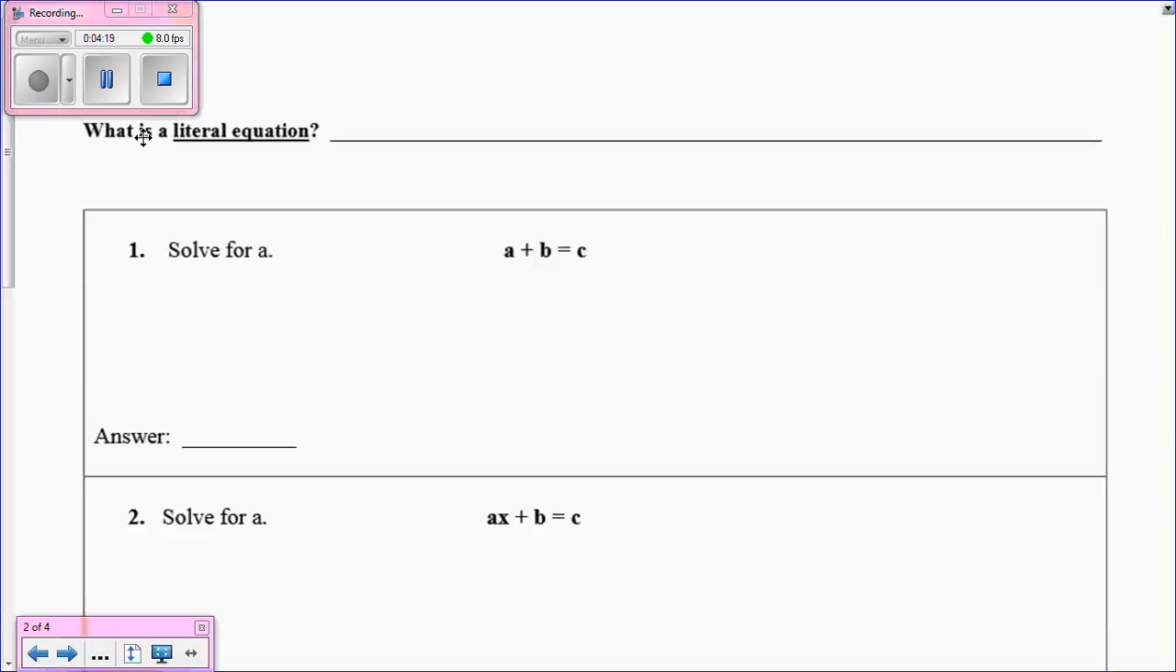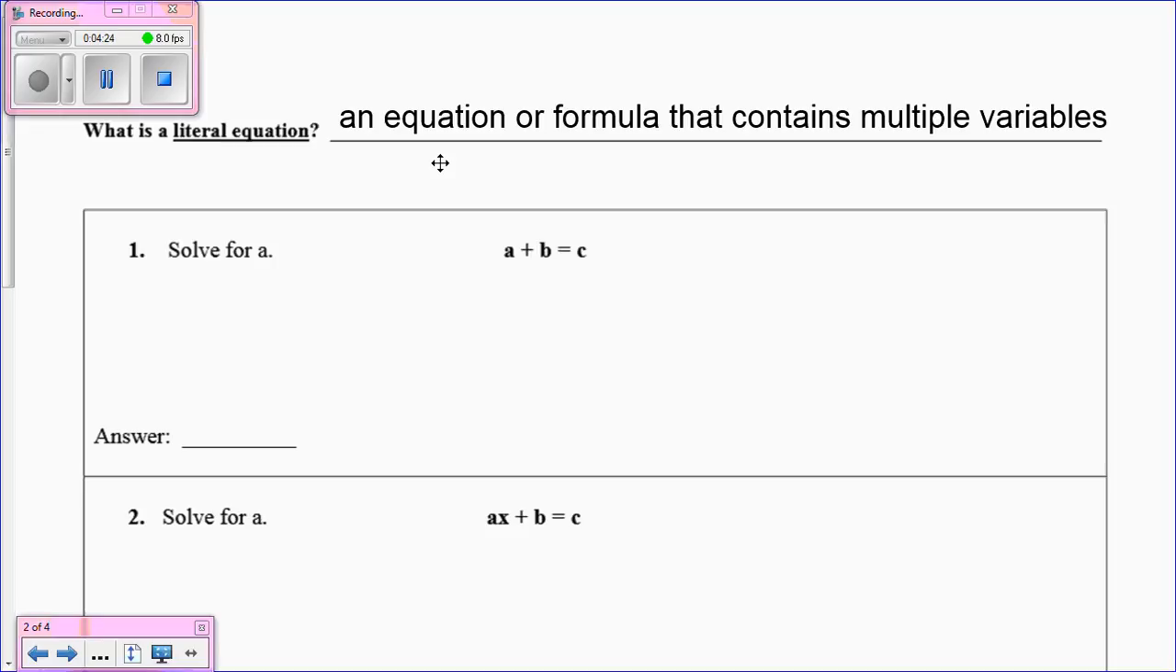Okay? So, really quick, what is a literal equation? A literal equation is an equation or a formula that contains multiple variables. And if we look at number one, here's an example. Multiple variables, actually no numbers going on, but they still want us to solve for A. I'll give you a second to finish writing this. Okay, so I'm trying to solve for A here. I'm going to circle that on my equation. That means I'm trying to get A by itself. Well, what's happening to my A? It's being added with a B.